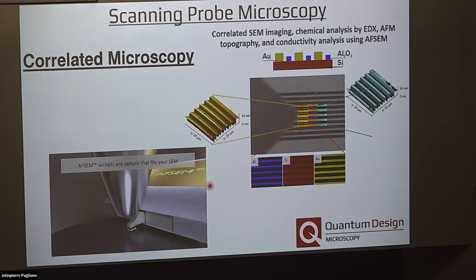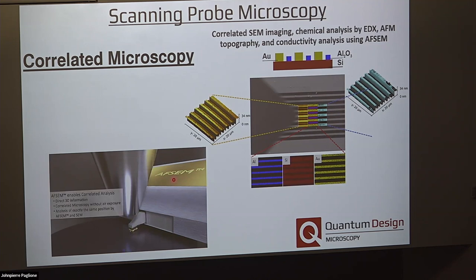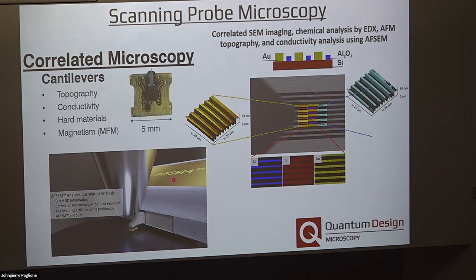And we actually sell, a lot of people don't know this at Quantum Design, something we call the AFSEM, which is basically an AFM that you can put in almost any SEM to do these kinds of correlated studies. We've been selling this now for about 5 or 6 years. We've got a wide variety of cantilevers we can provide for standard topography, conductivity, diamond tips for very hard materials, magnetic force microscopy, et cetera.